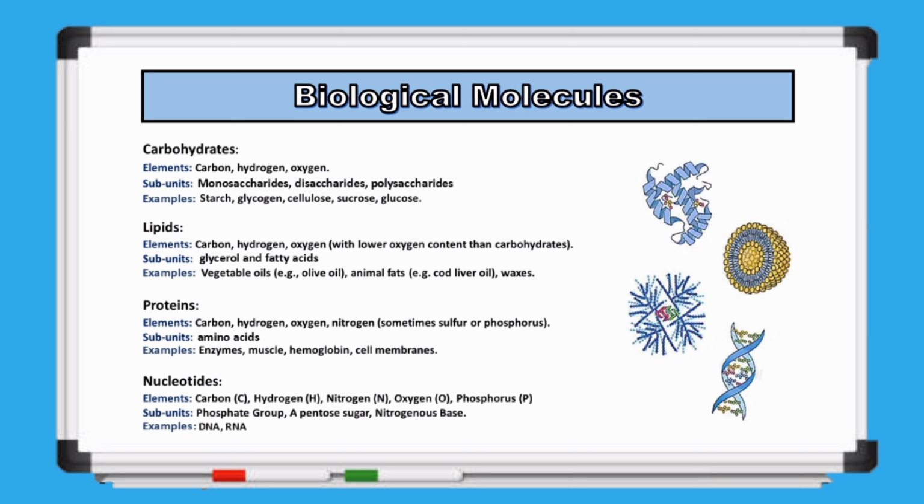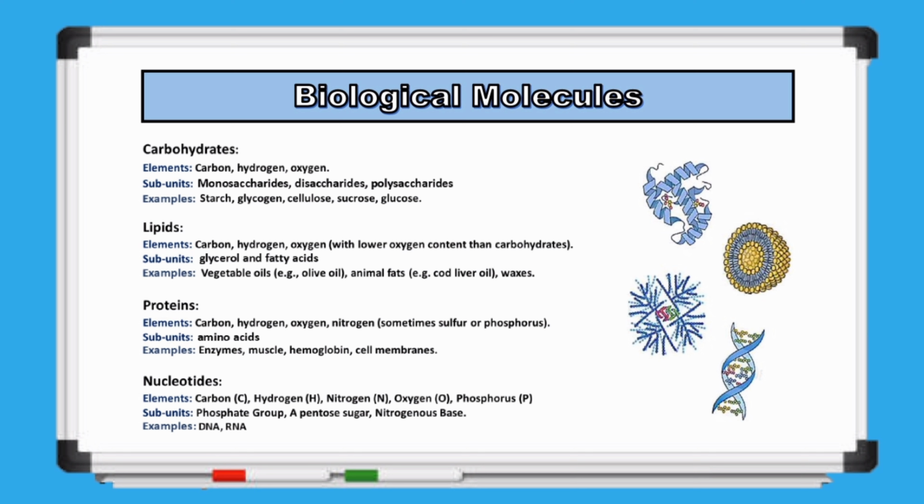Carbohydrates can be simple, like monosaccharides, for example, glucose, or they can link together to form disaccharides, like sucrose. When many sugar units join, they form polysaccharides such as starch, glycogen, and cellulose. These complex carbohydrates store energy and also offer structural support, especially in plant cells.